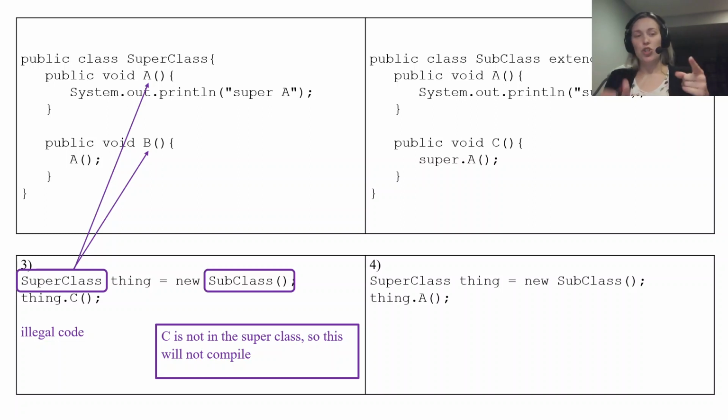Okay. Check for the legal upcast. Check if that method is in the declared type. And if both of those are true, then run your code.